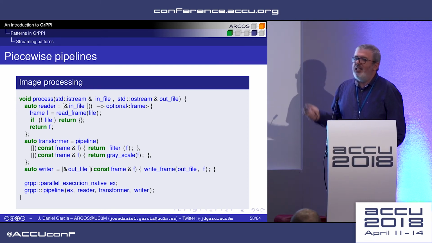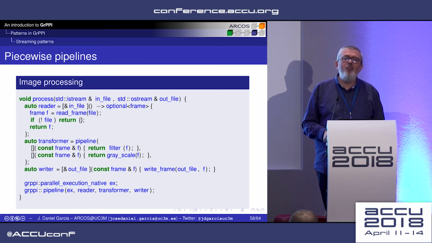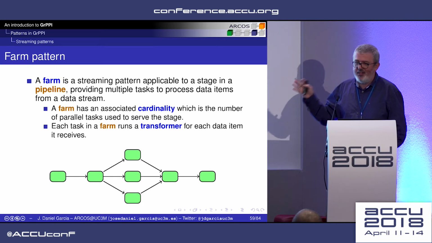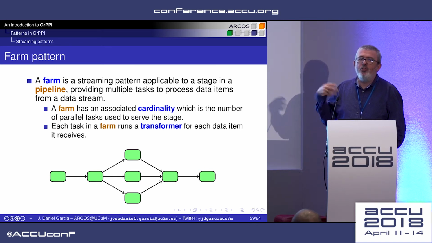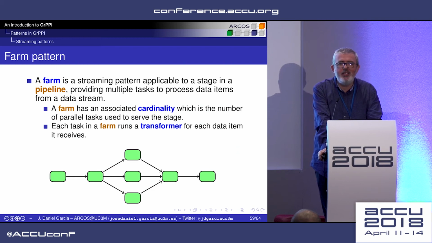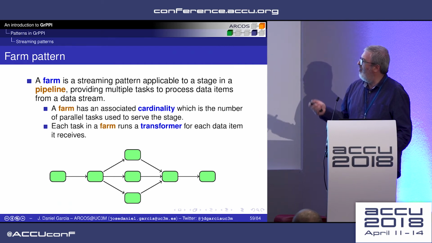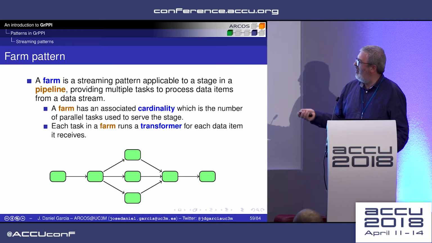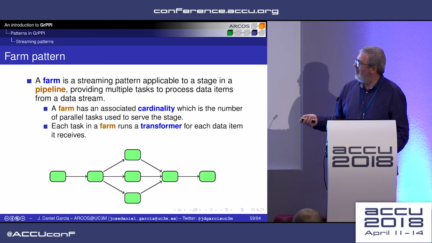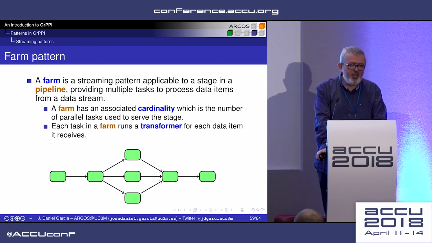Farming a stage is stating that I want multiple threads for this stage, because probably this stage is heavier and it's going to take too much time, and the global speed up of a pipeline is limited by the slowest stage. So naturally, if you have a very slow stage, you want to replicate that stage. So this is what we call a farm. So I may have here a farm for this lambda. This is telling me that this stage will have 4 threads, 4 replicas.